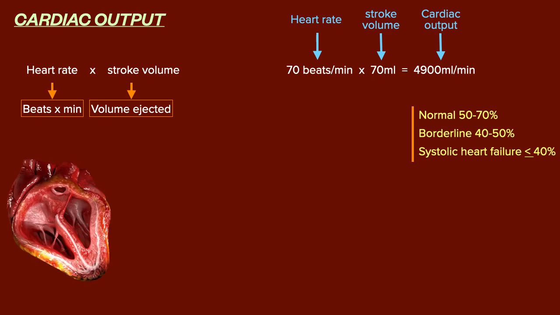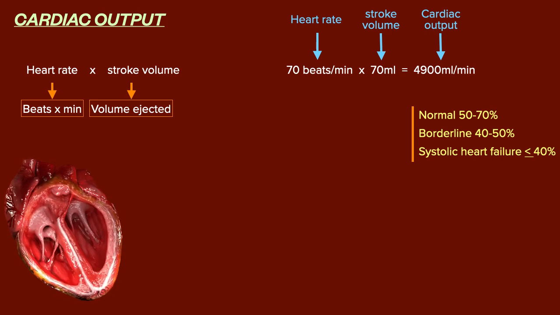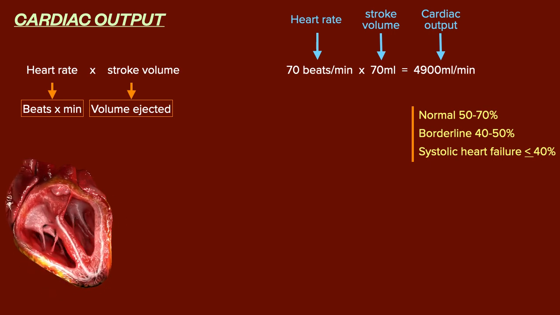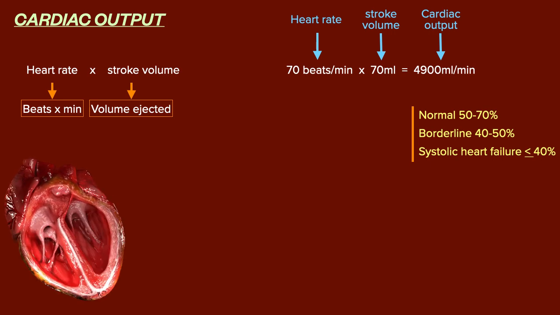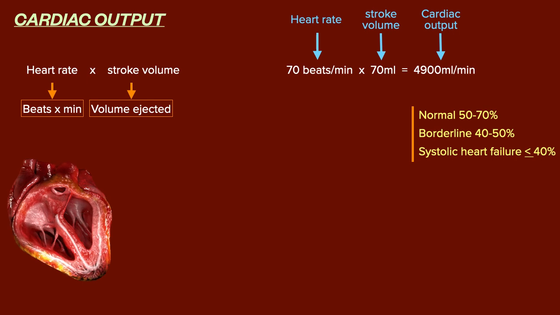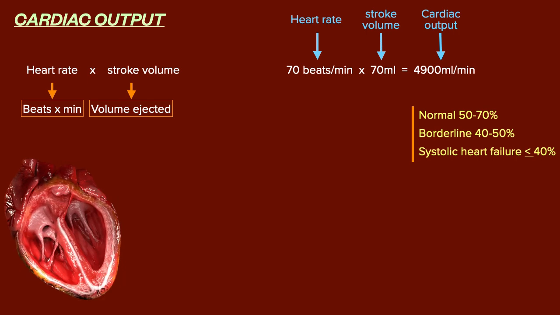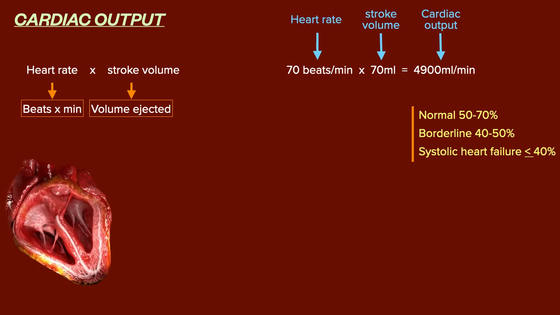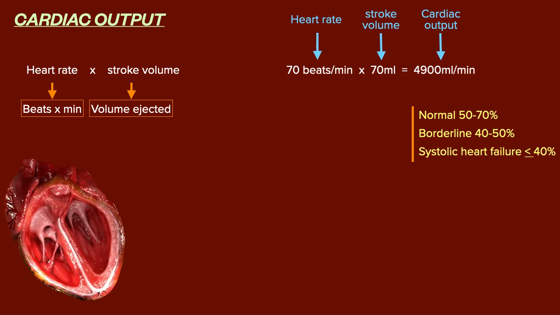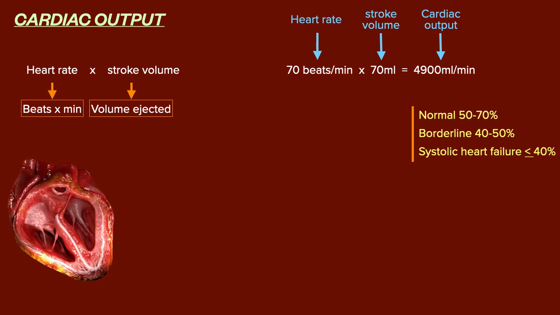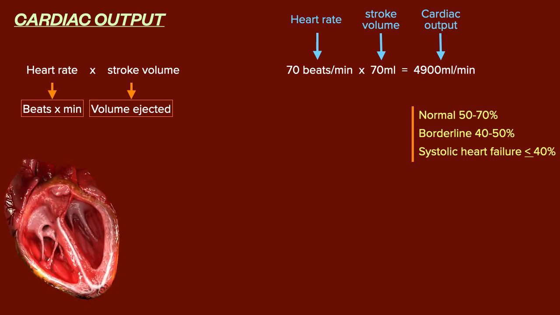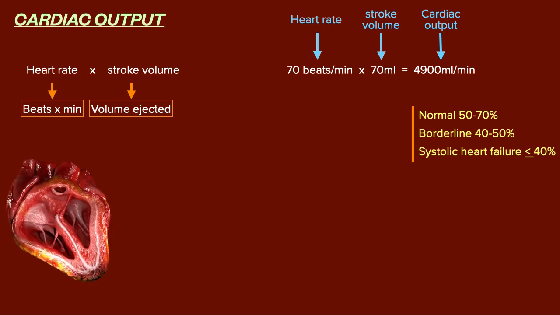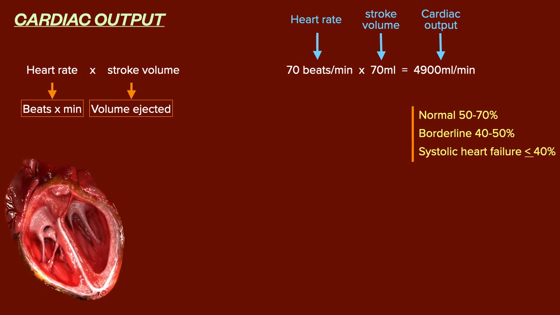For example, in an adult, the heart might beat 70 times per minute, and the left ventricle might squeeze out 70 milliliters per beat. So 70 times 70 equals the cardiac output, that in this case is going to be 4,900 milliliters per minute. All right, so almost 5 liters per minute. That's what the heart pumps.